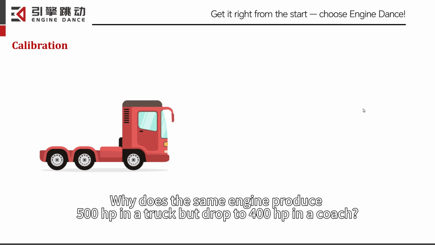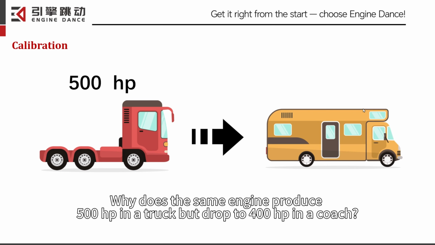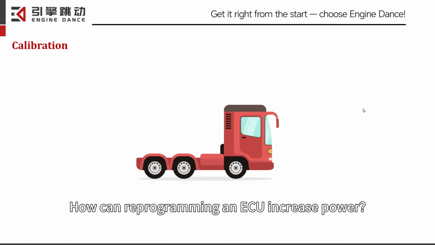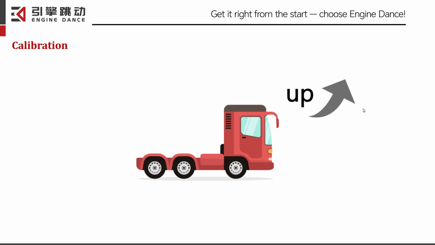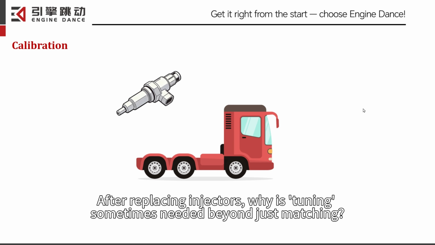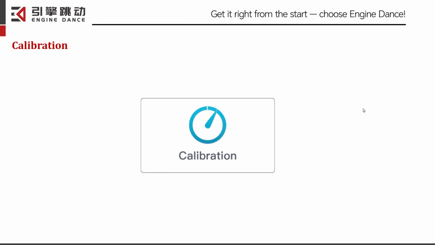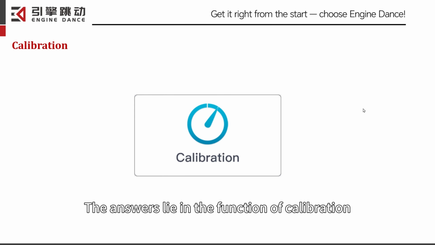Why does the same engine produce 500 horsepower in a truck but drop to 400 horsepower in a coach? How can reprogramming an ECU increase power? After replacing injectors, why is tuning sometimes needed beyond just matching? The answers lie in the function of calibration.